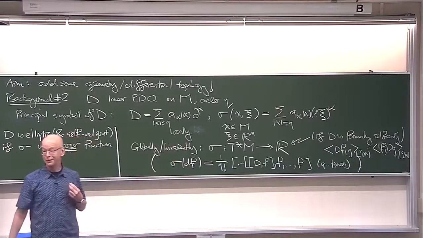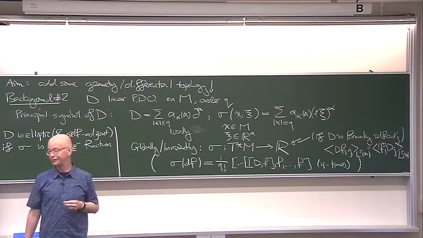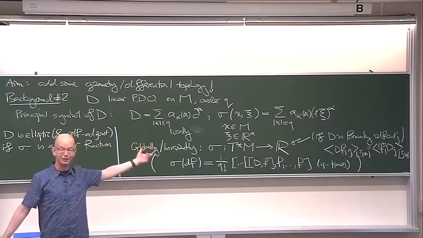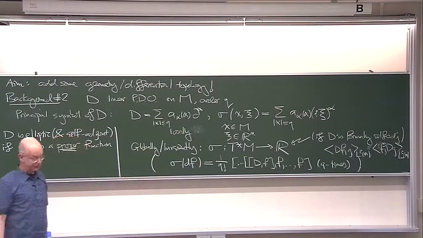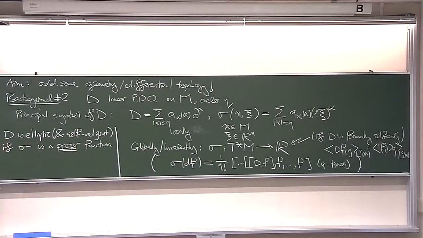Okay, so at one extreme, the 0 operator is not elliptic because this function is identically 0. It doesn't go to infinity at all. All right, very good.